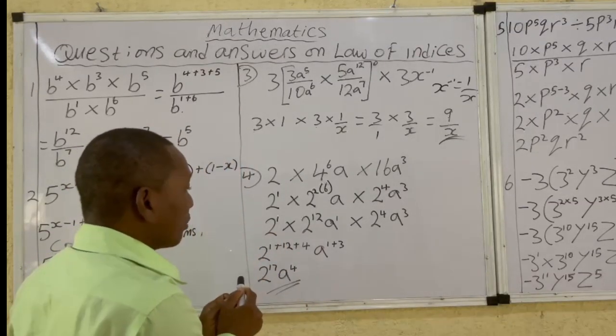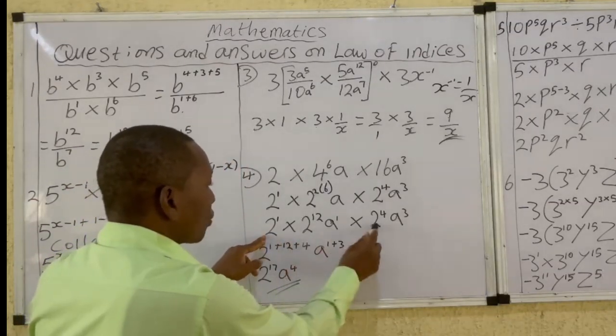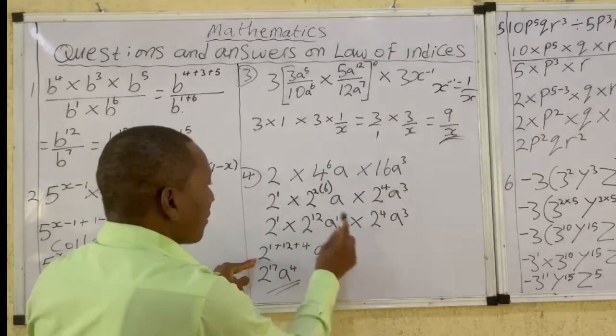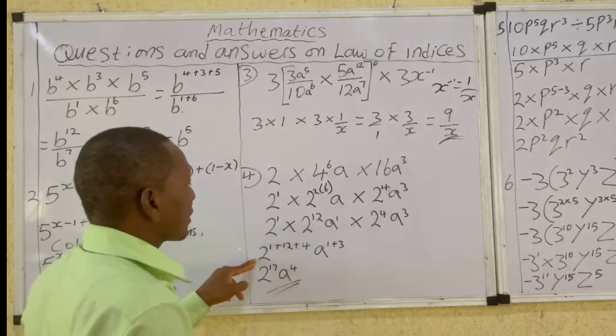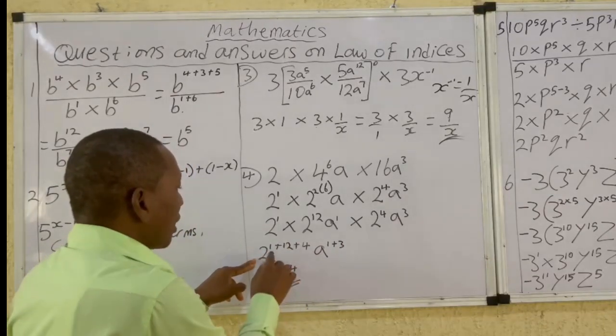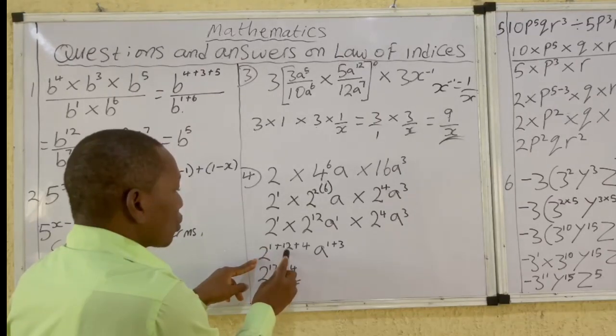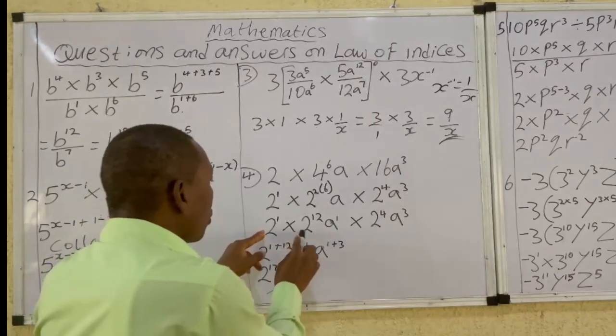Let's solve the 2 parts of the base first. We have 2 here, 2 here, 2 here. So we'll pick 1, 2. Because it's multiplication, this is times, we'll have to add the powers. So I'll now have to add the powers. 1 plus 12 plus 4. Now we are done with the first base.